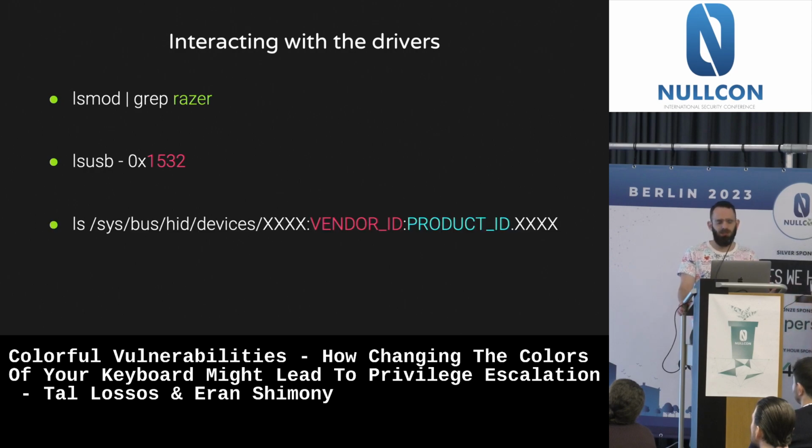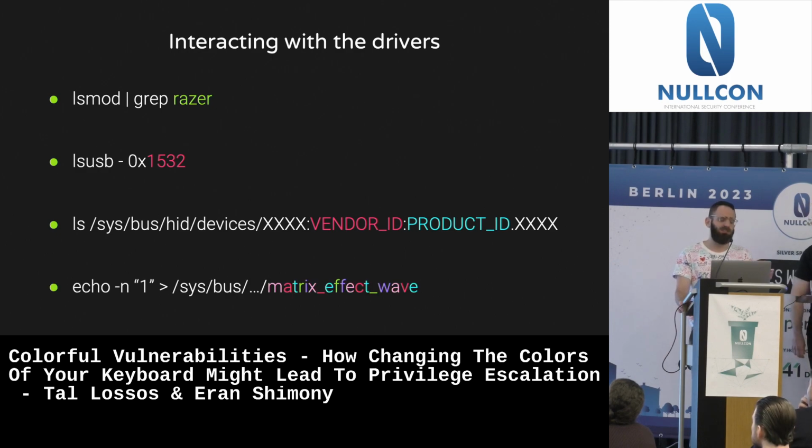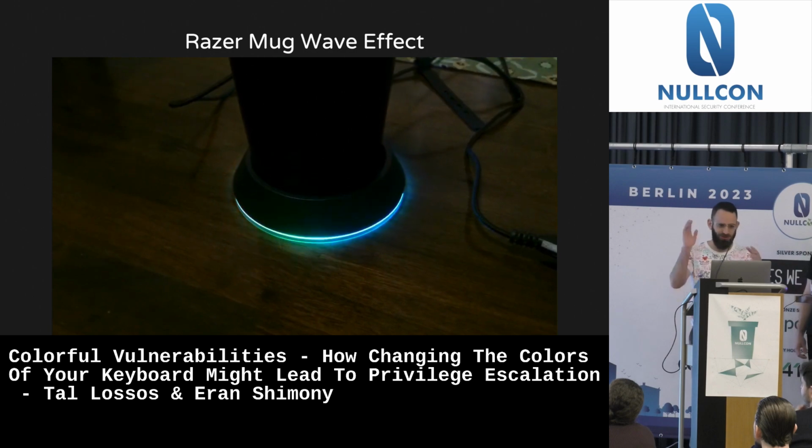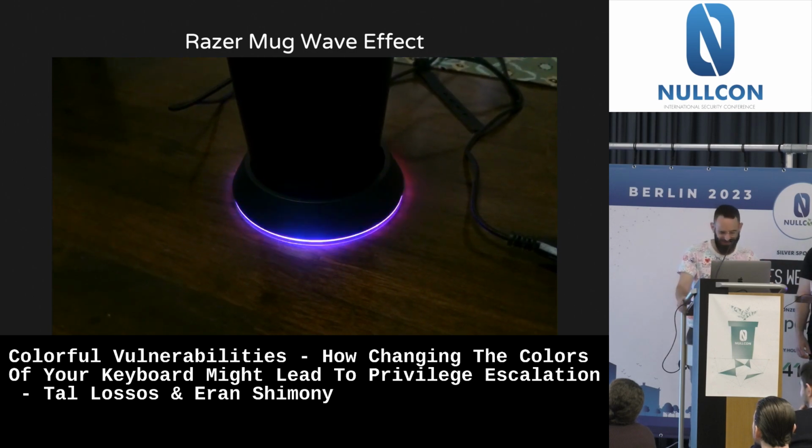Why do we need that? Because Razer supports the sysfs file system, as Tal said before, and to communicate with that, we need to have the vendor ID and the product ID. By running ls on all of that, we can see all the exposed functionality that the kernel module provides. For instance, if you want to toggle the matrix effect wave of the mug holder, we can just write echo -1 to that. And to see how it works, ooh, important colors.